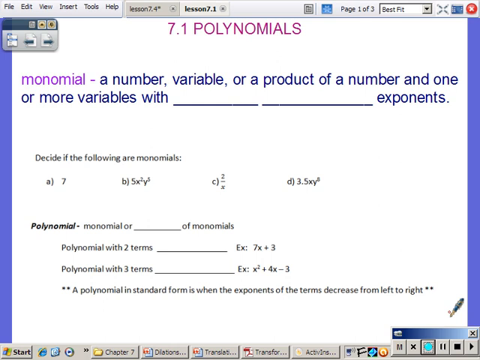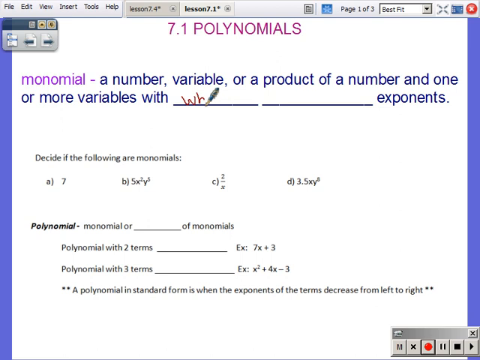A monomial is a number, a variable, or a product, which remember product means we're going to multiply, of a number and one or more variables. Now here's the key. If it does have variables, those variables must have whole number exponents. So in our last section, we had fractional exponents. No good. Well, fractions can be made into decimals. Can't have decimal exponents either. Well, a few sections ago, we had negative exponents. You can't have those either. So whole numbers: 0, 1, 2, 3, 4, 5, and so on.